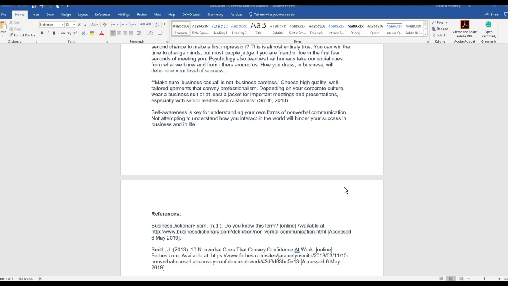Self-awareness is key for understanding your own forms of verbal communication. Not attempting to understand how you interact in the world is going to hinder your success in business and life.